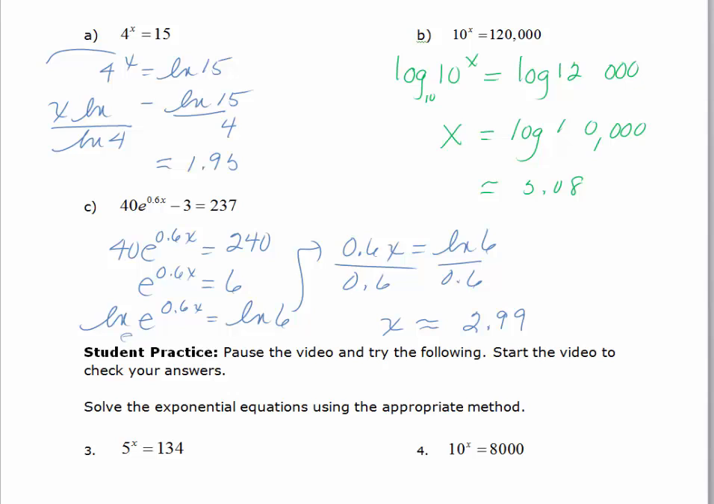Before you start the problems, just remember that in general you can use any base that you want when you're taking the log of both sides. It's more common to use a natural log or a common log, but remember when we did the 4 to the x problem, we used the log base 4 of x and we still got the same answer. It required a little bit more work. Okay, so pause the video. Try these problems using what you think is the most efficient way.